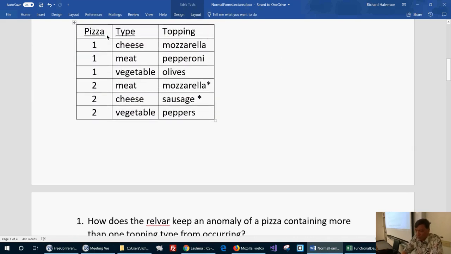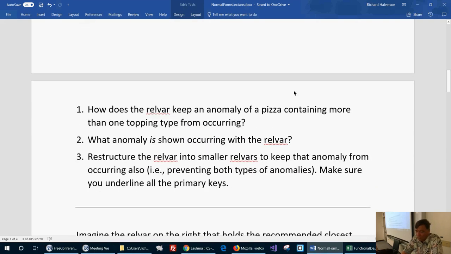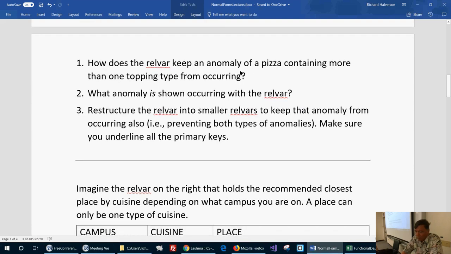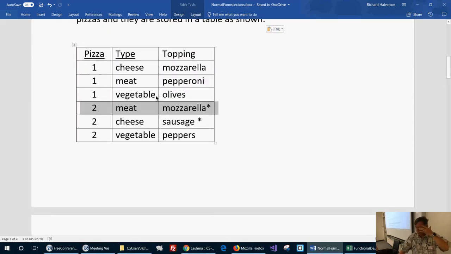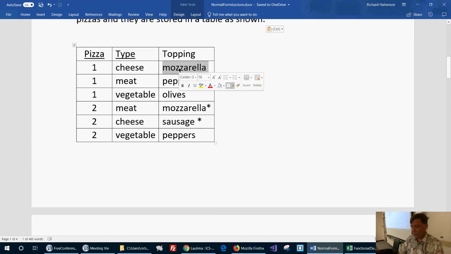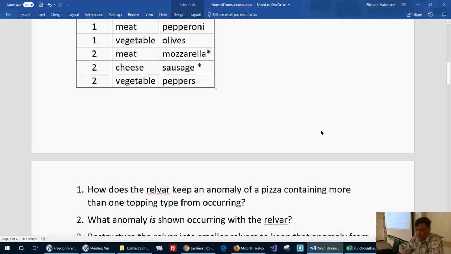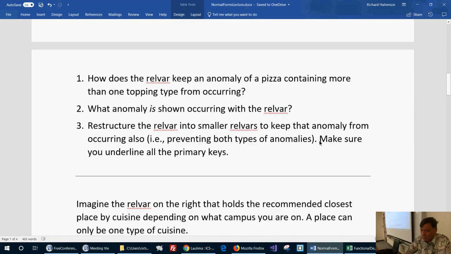Well, it keeps it from occurring because if you already have a meat, you can't put in another meat, because there's already one, and the primary key is pizza and meat and type. So that's how it keeps the anomaly of having more than one type from occurring. And then we ask what anomaly is shown occurring. Well, the anomaly showing is that here we define mozzarella as a cheese, and here we define mozzarella as a meat, which is not right.